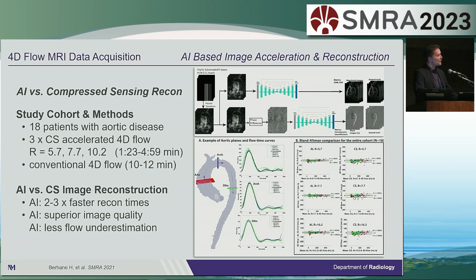Now moving to 4D flow MRI, there's also a large body of work in terms of using AI for image reconstruction. This is work from Harbin Barhane, one of my grad students, and he presented this at SMRA actually 2 years ago.